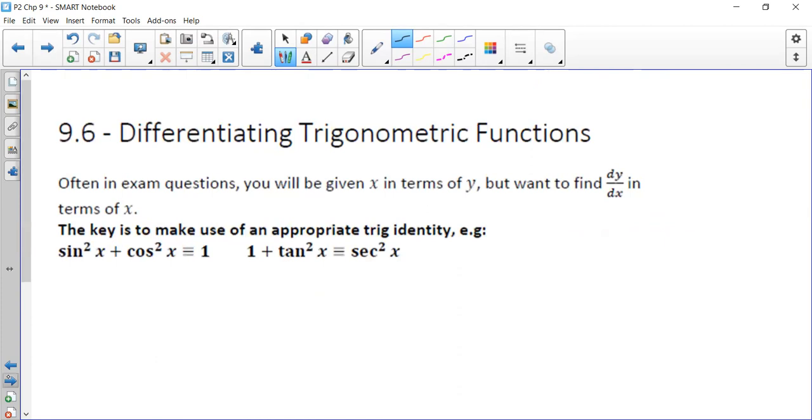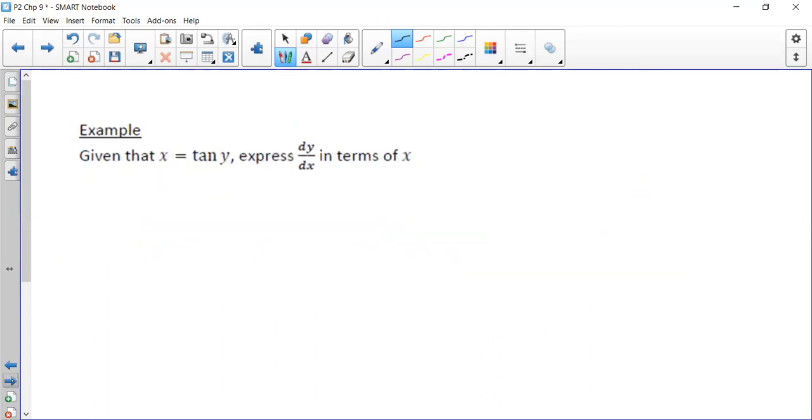Often, in exam questions, you'll be given x in terms of y, but you want to find dy by dx in terms of x. So the key is to make use of an appropriate trig identity, such as sine squared plus cos squared equals 1, 1 plus tan squared equals sec squared, and 1 plus cot squared equals cosec squared. Right, let's see how we can use it. Example: given x equals tan y, express dy by dx in terms of x.